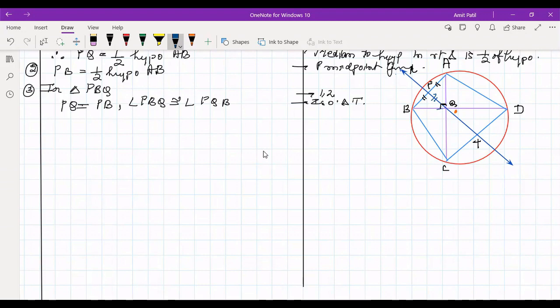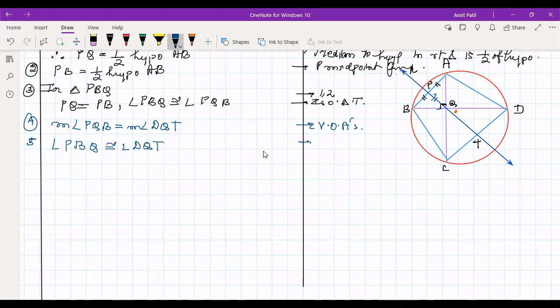Now, if you concentrate on angle PQB and angle DQT, these are two vertically opposite angles. So if I write point number 4, measure of angle PQB is equal to measure of angle DQT. Reason for this is vertically opposite angles. Now we can have a link here. PBQ is congruent to PQB and PQB is congruent to DQT. 1 is congruent to 2 and 2 is congruent to 3. So can I put 1 congruent to 3? So I get a relation, point number 5, angle PBQ is congruent to angle DQT from point number 3, 4.